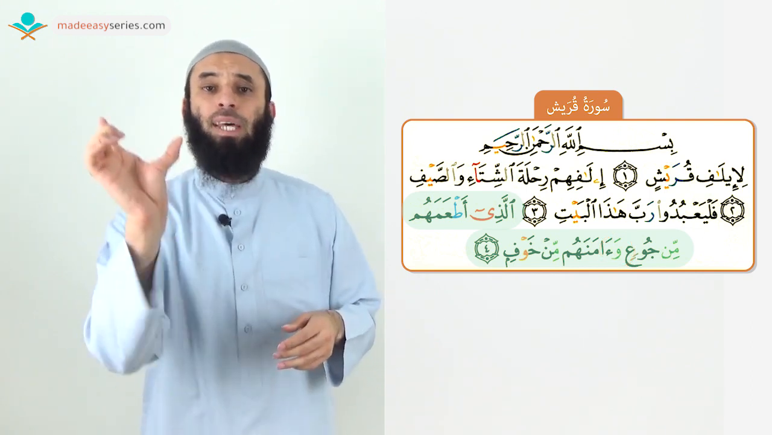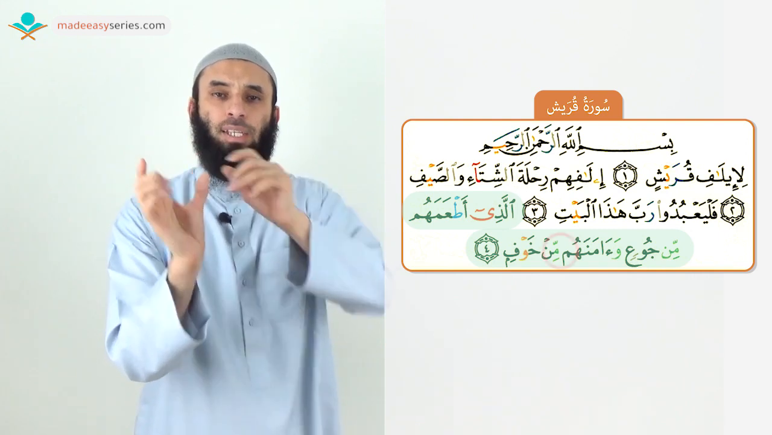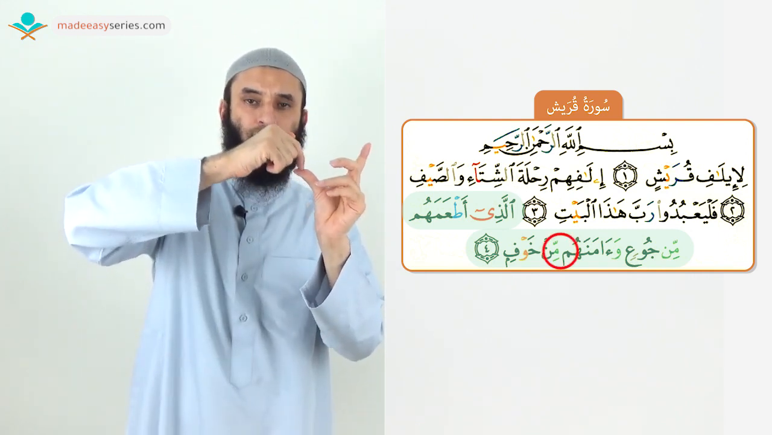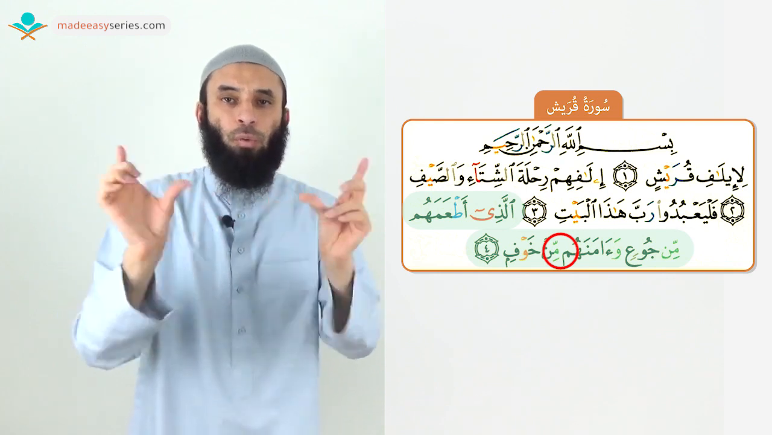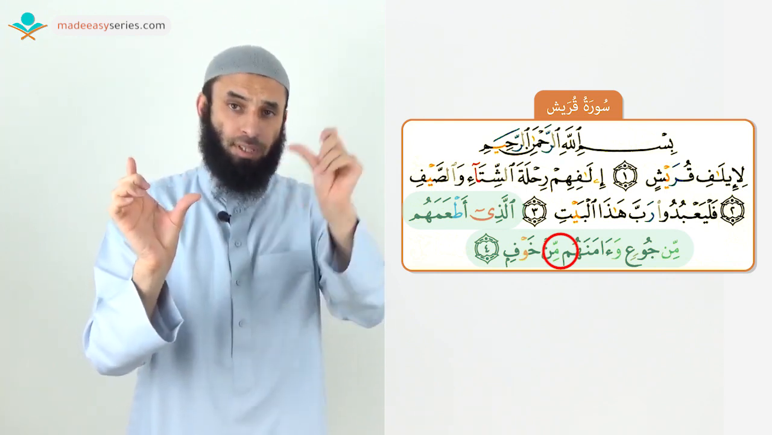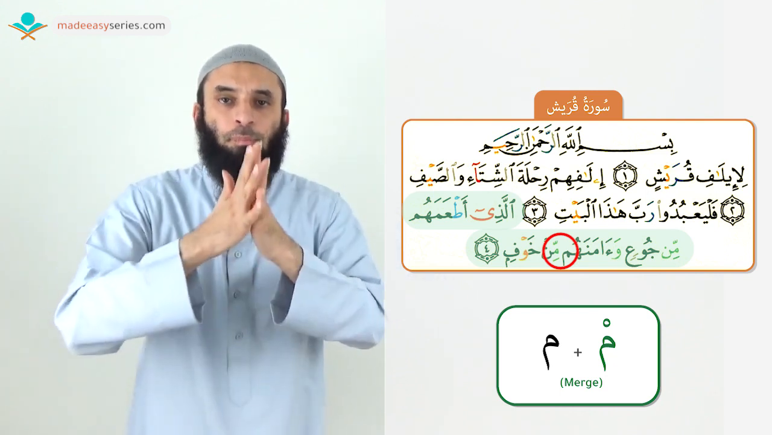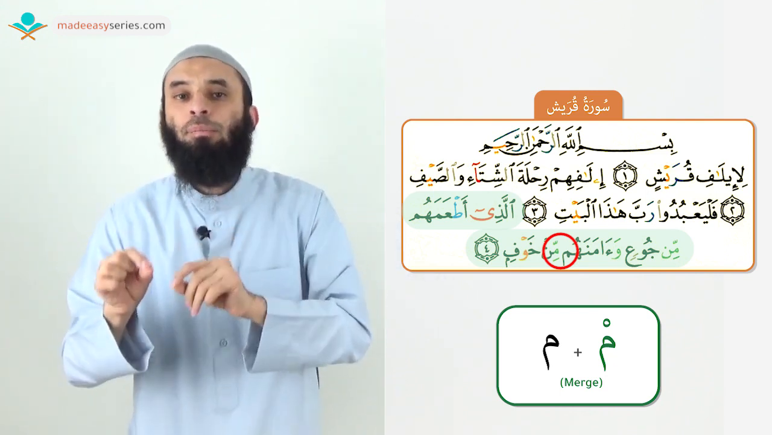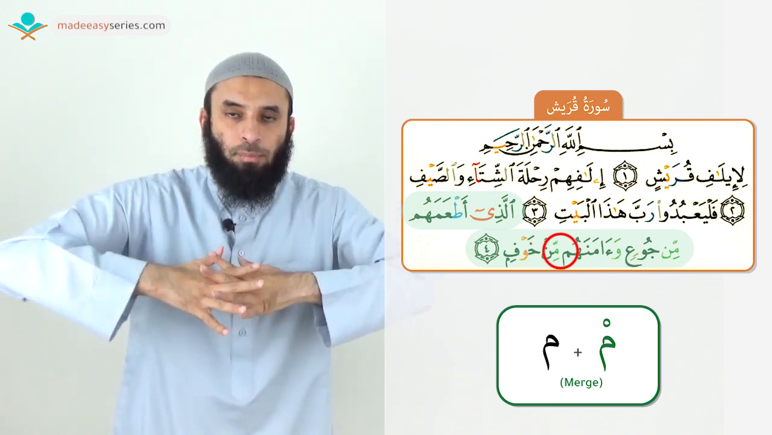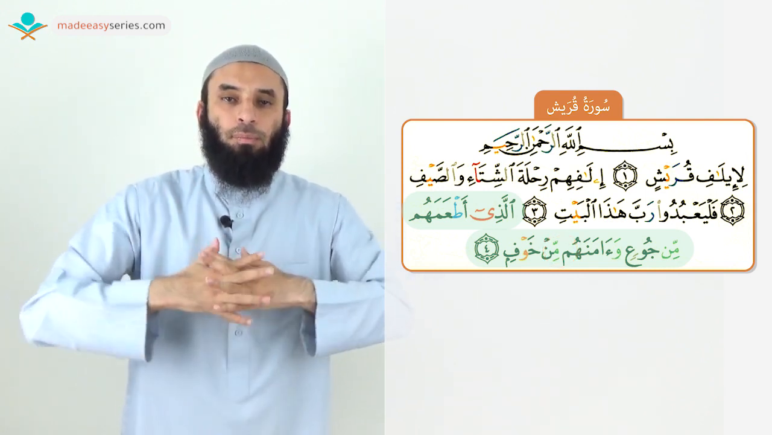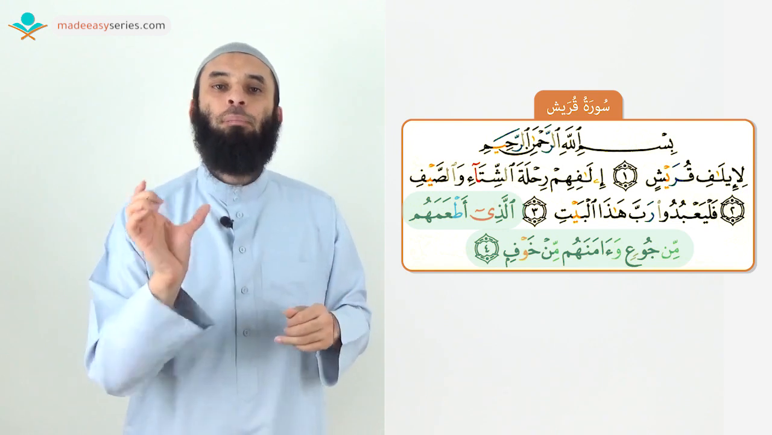Then we have the word wa amanahum, which ends with the mim sakina. Then min, which starts with the mim with a vowel. What do we do when two mims are there? First one is a sukun, second vowel, merge them together. وَآمَنَهُمْ مِنْ, and not وَآمَنَهُمْ مِنْ. وَآمَنَهُمْ مِنْ.